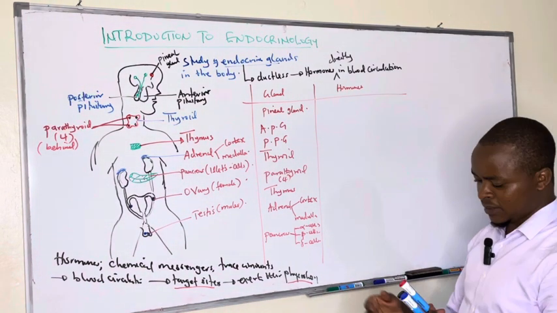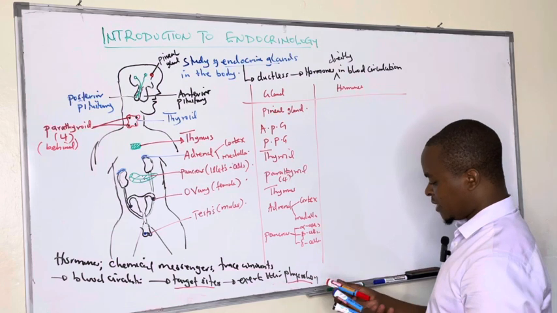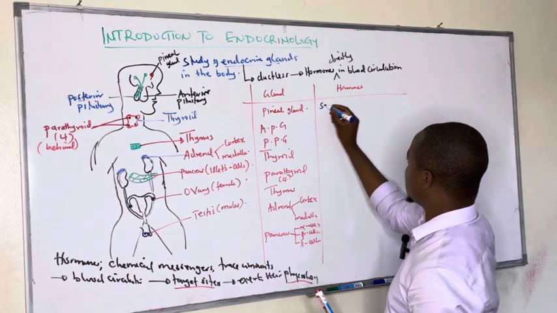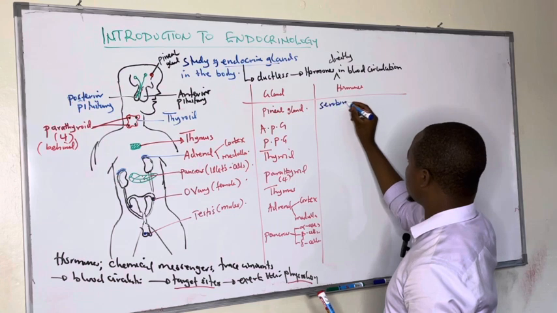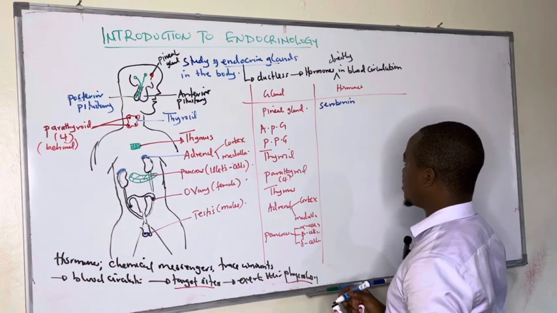The pineal gland releases a hormone known as serotonin. Serotonin hormone is produced by the pineal gland.